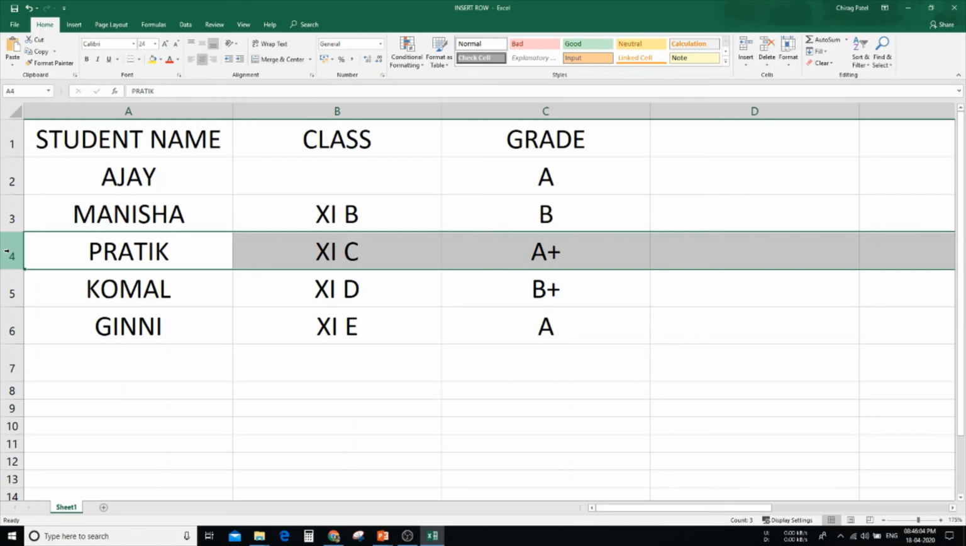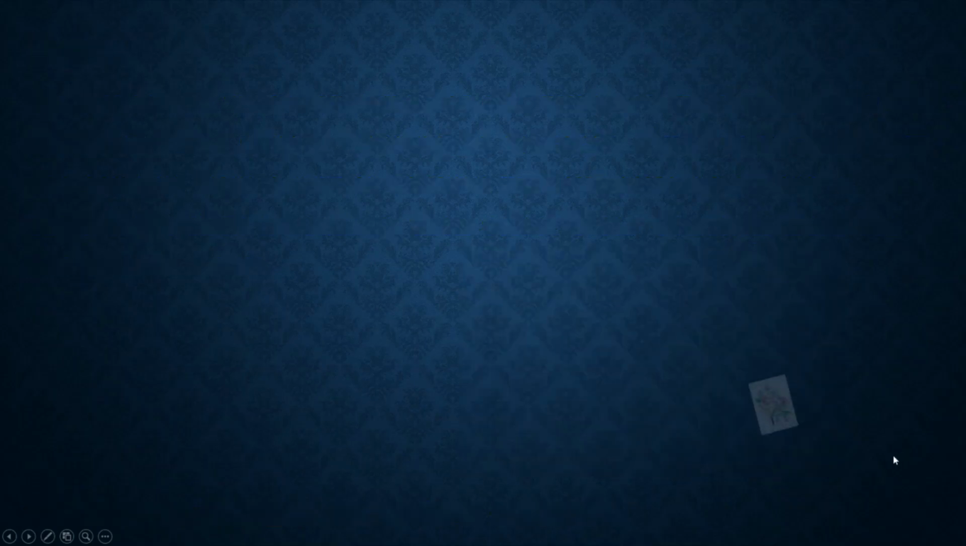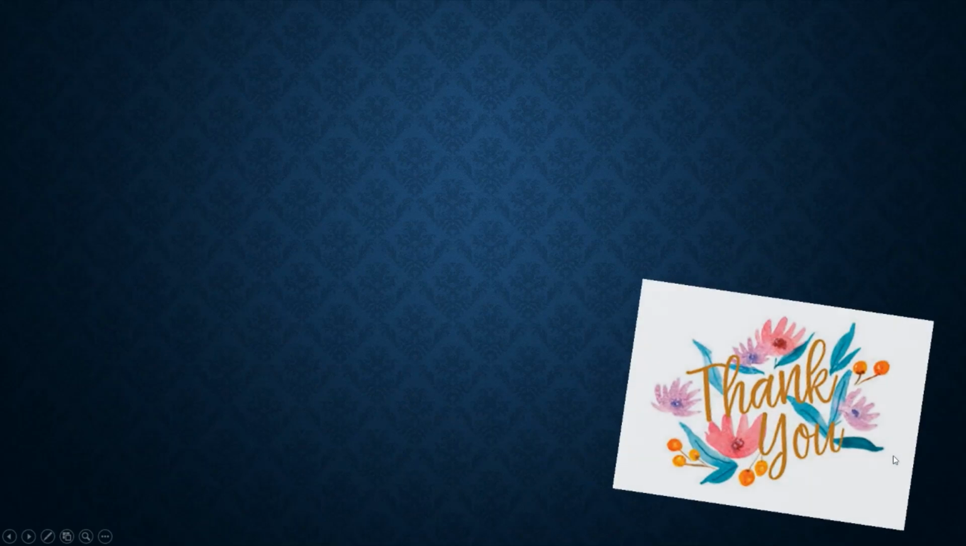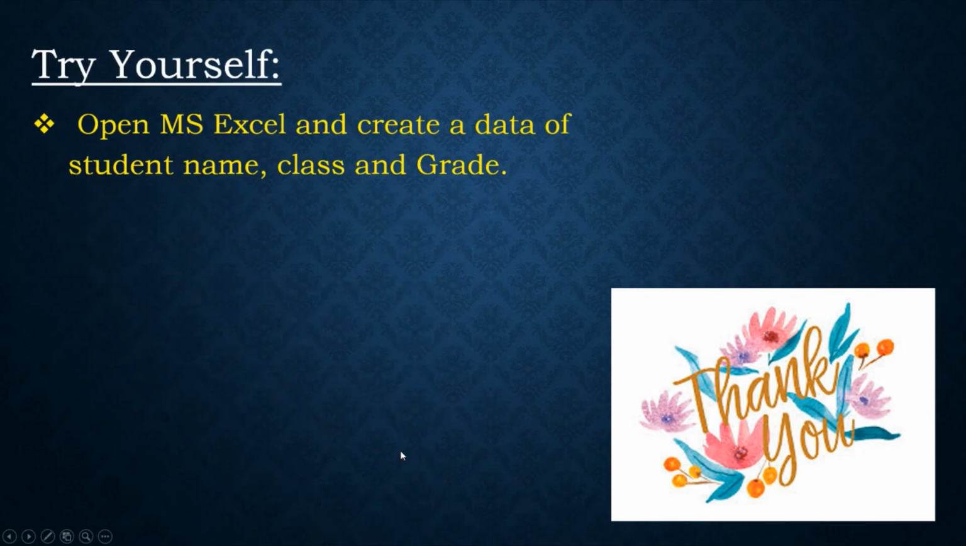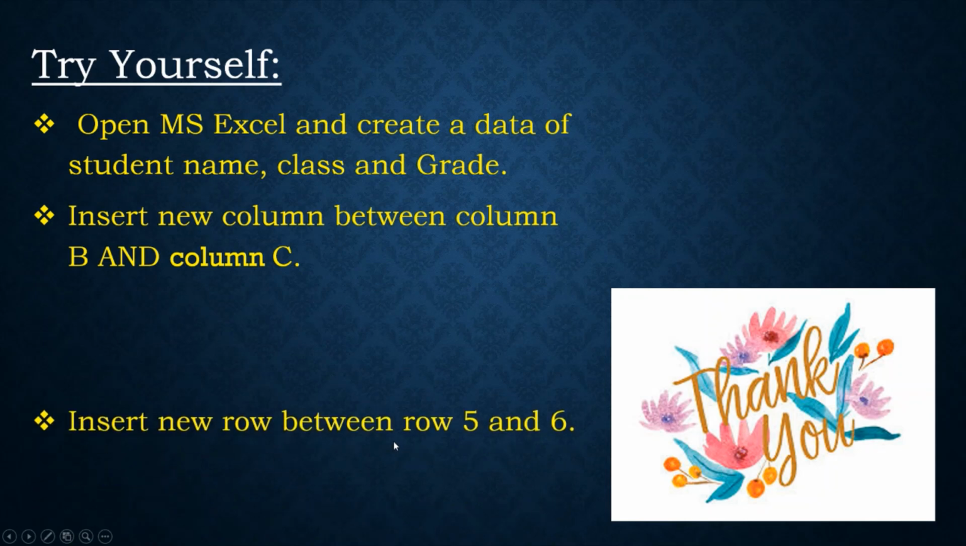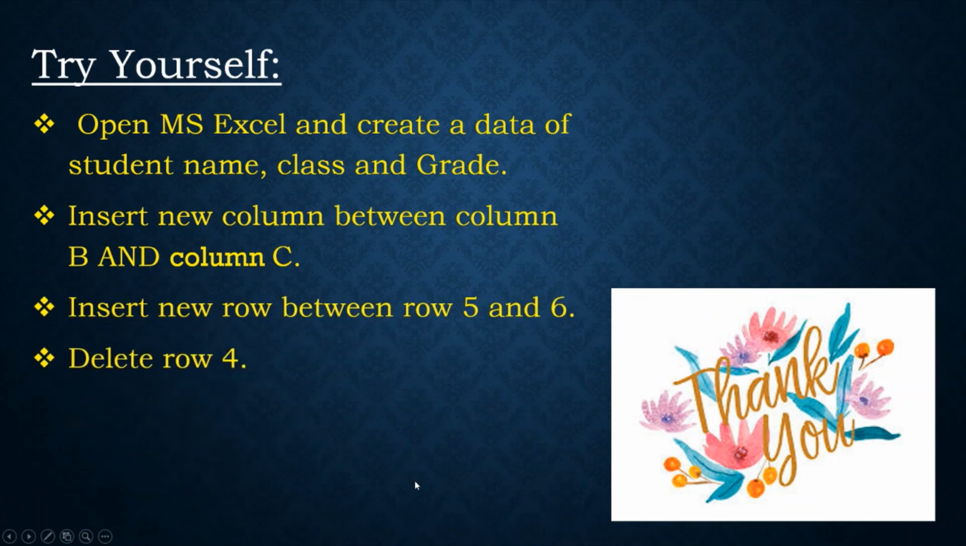To clear the content of row number 4, select the row, right click, click on clear content. It's cleared. So I hope you understood from this video how to insert, how to delete a row or column, and how to clear the content. This is a small practical that you have to practice on your own.